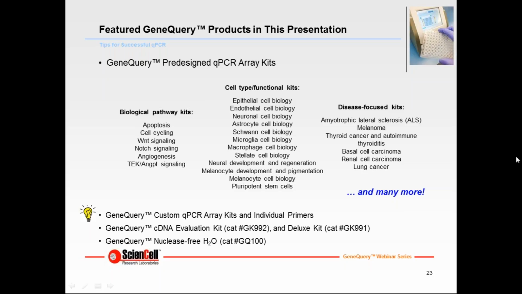So if you're only interested in a few genes rather than a whole kit, can you purchase individual primer sets? And the answer is yes. All of our primer sets can be purchased individually, and those are all on our website.